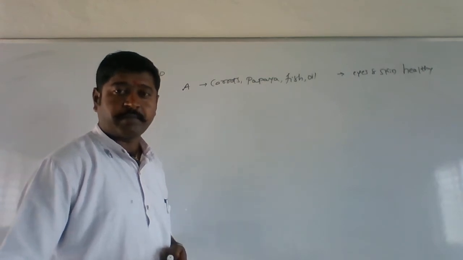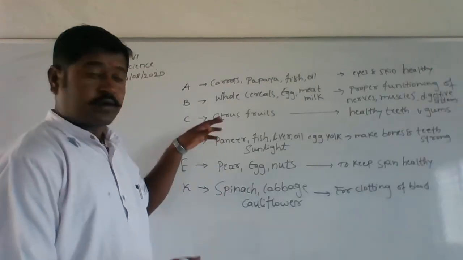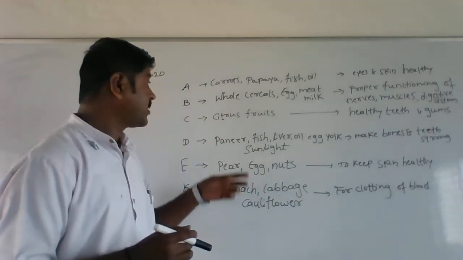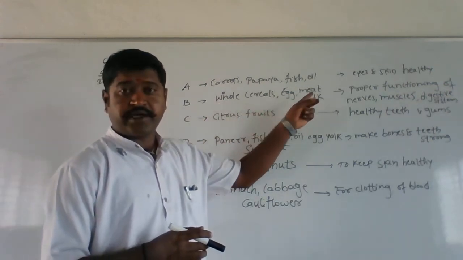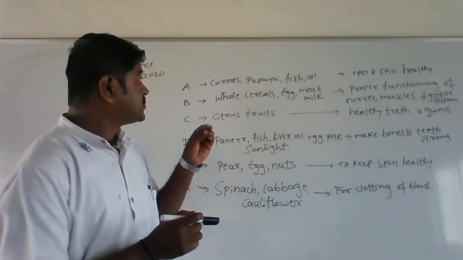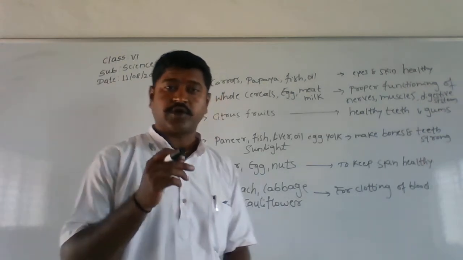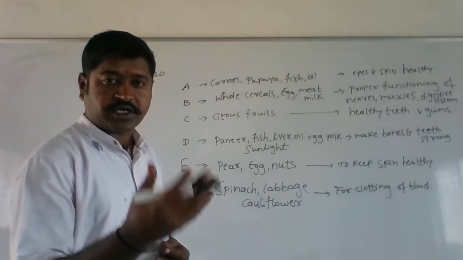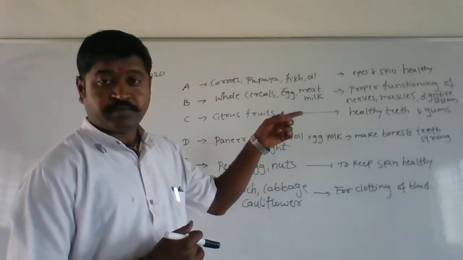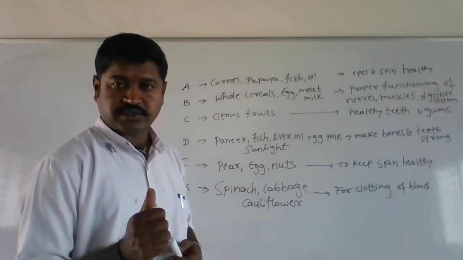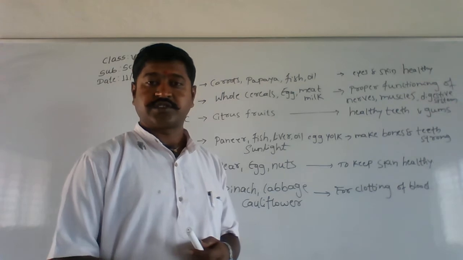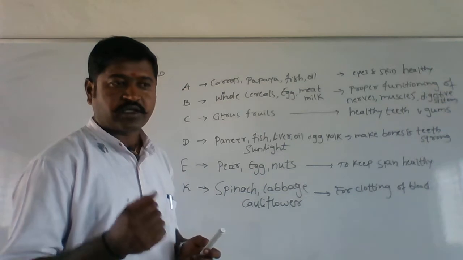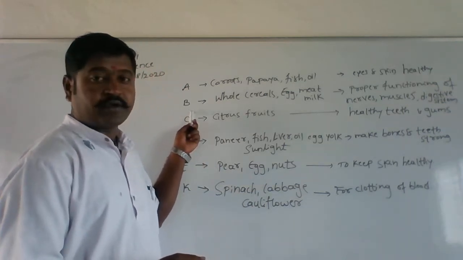Next one is vitamin B. If we want to obtain vitamin B, what do we have to do? We have to take whole cereals, egg, meat, and milk. So cereals, egg, meat, and milk contain vitamin B. So what is the use of taking vitamin B? It helps in the proper functioning of nerves, muscles, and digestive system. So if our nerves, muscles, and digestive system have to function properly, then we have to take vitamin B.